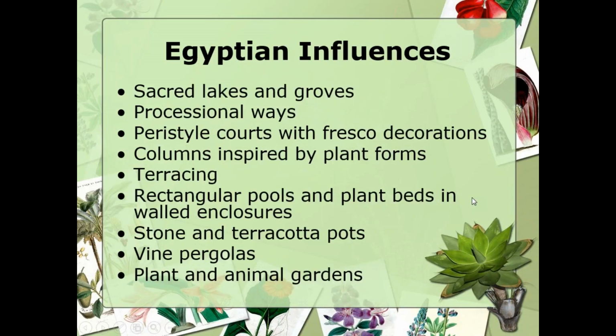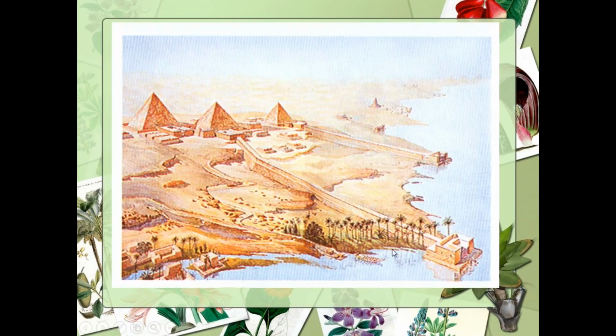Egyptian influences. They had sacred lakes and groves, processional ways, peristyle courts with fresco decorations, columns inspired by plant forms, terracing, rectangular pools and plant beds in the walled enclosures, stone and terracotta pots, fine pergolas, plant and animal gardens. Just so much desert.